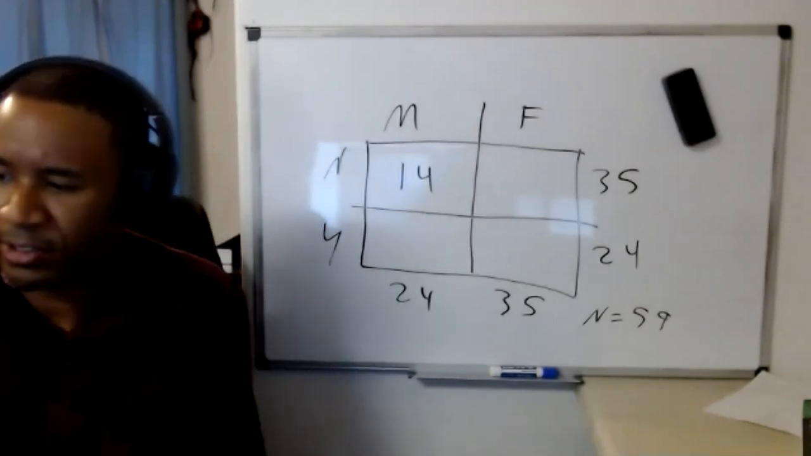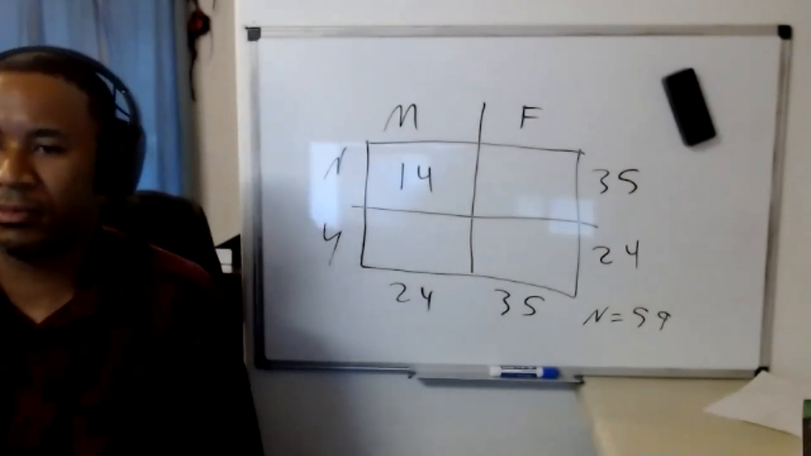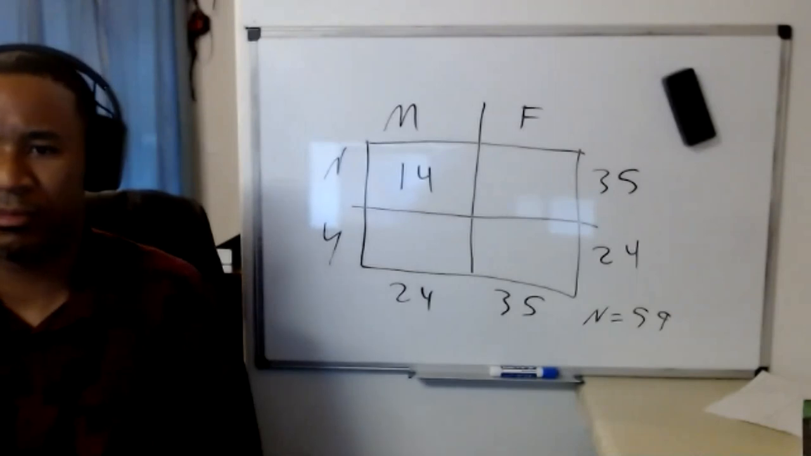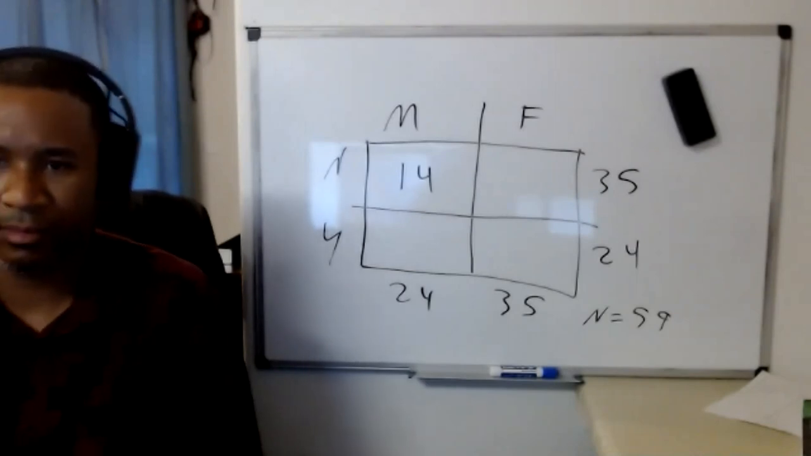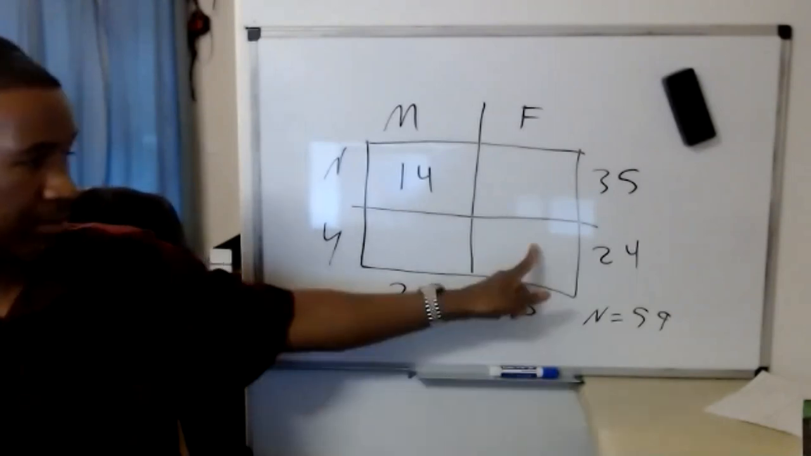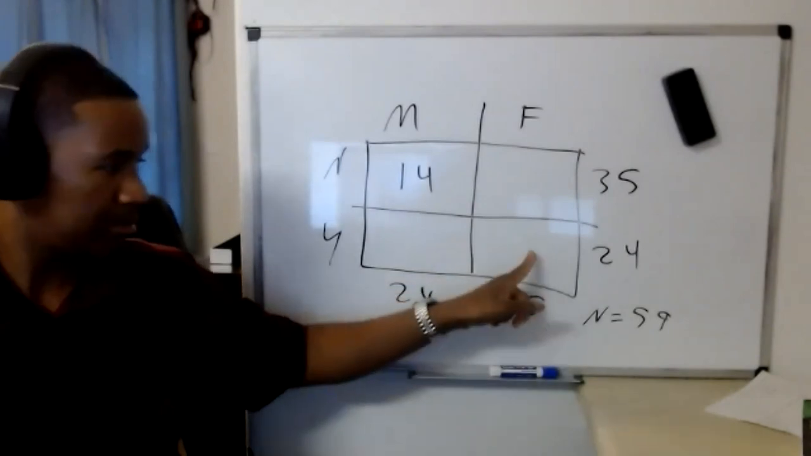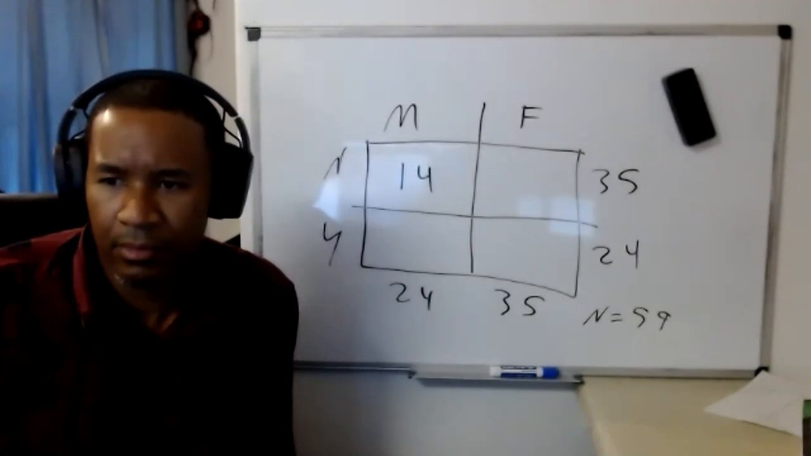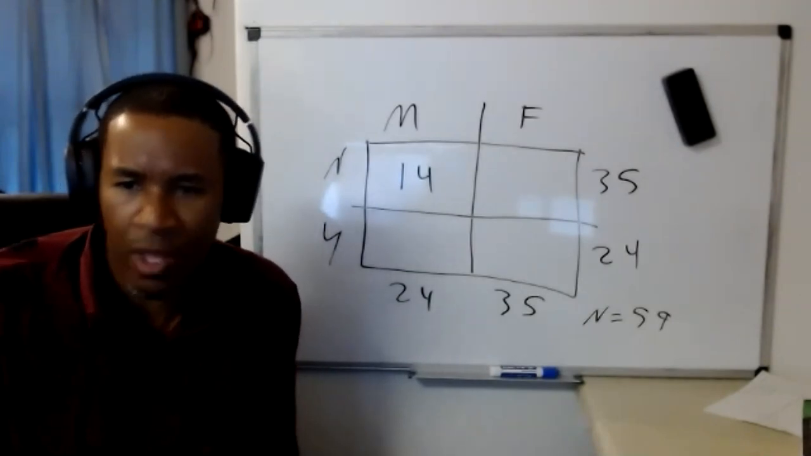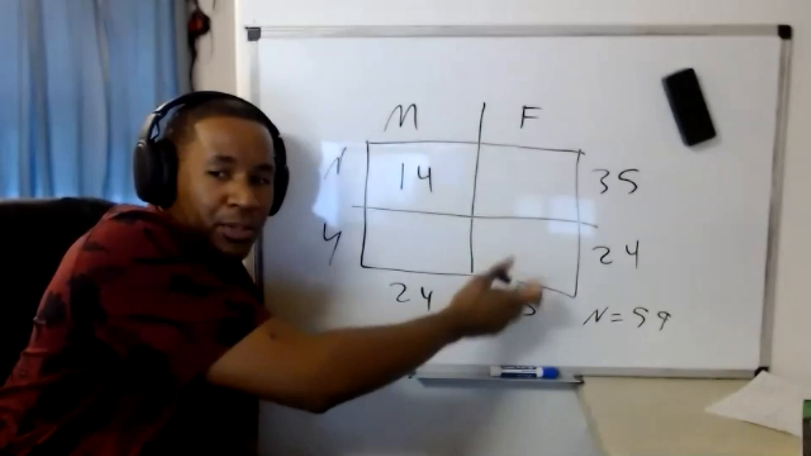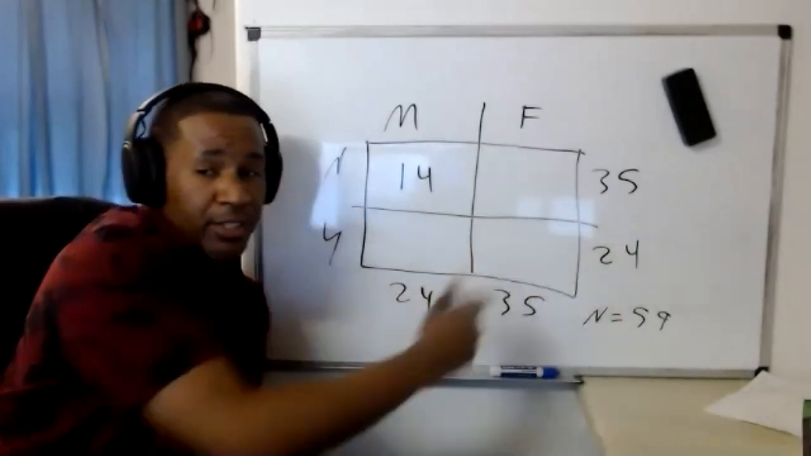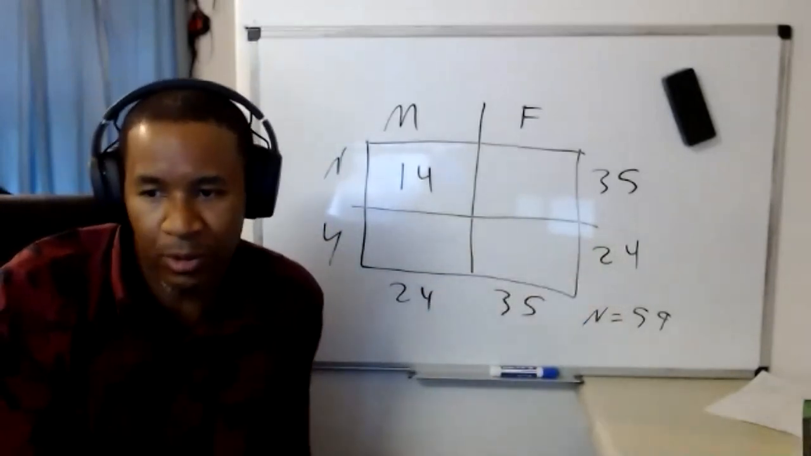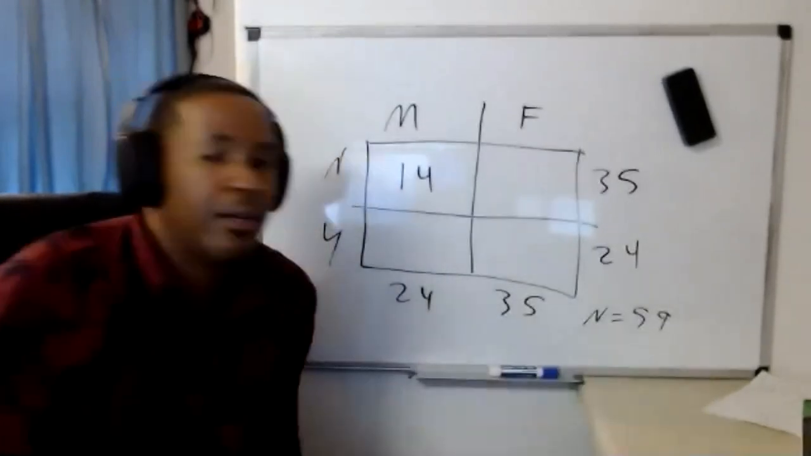Anybody think that they have all the cells? I feel like I did it wrong. Say I'm at the bottom right, am I pulling all the numbers from the left too, or am I only working from that side over? Oh, we're only going here. This is the column total for this cell. This is the row total for this cell. So it'd be 35 times 24 divided by 59.